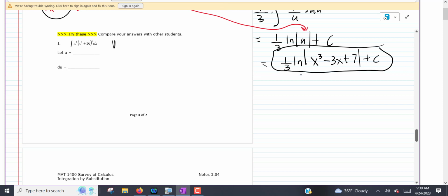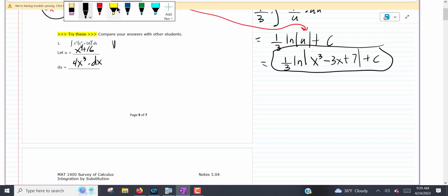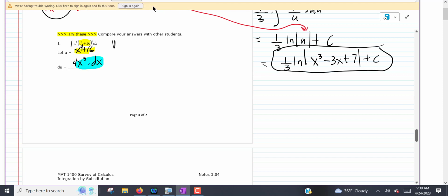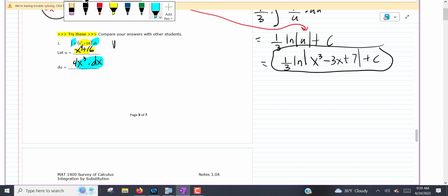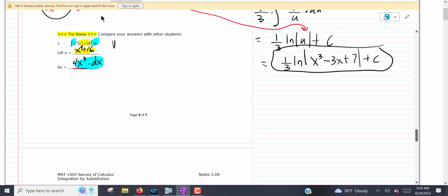Okay, there we go. So what we have on this is u equals x to the 4th plus 16. And then du is going to be 4x to the 3rd times dx, like that. Okay, so we got that. And then again, notice that the 4x to the 3rd does not match. So what did I tell you to do in that case? Solve for dx.